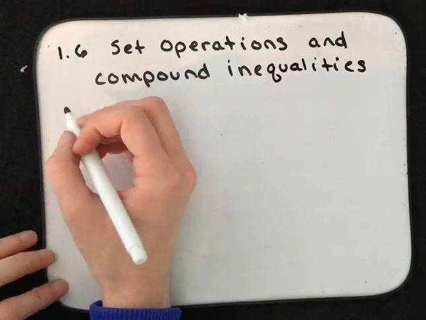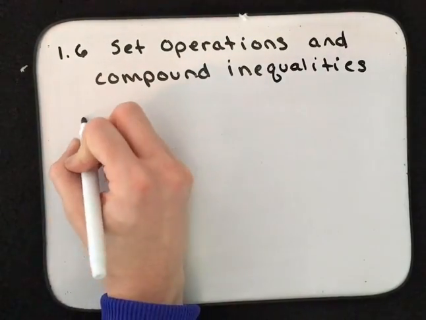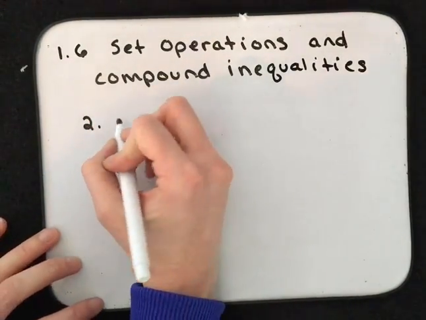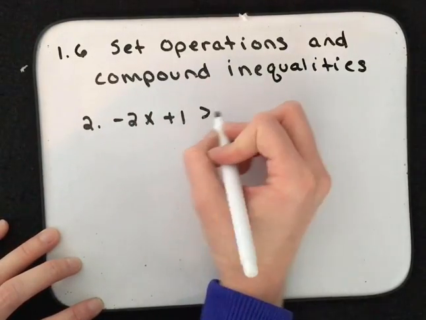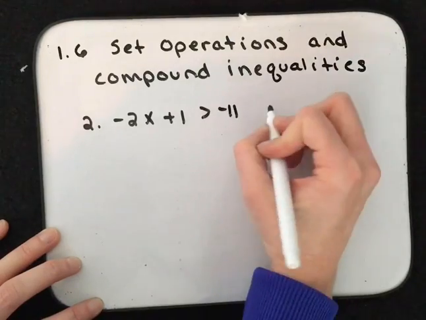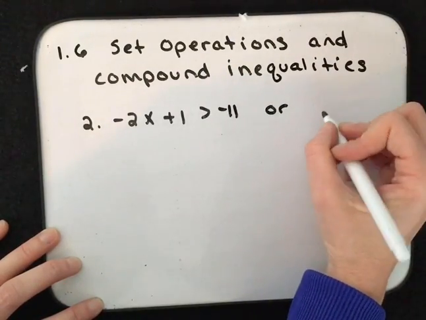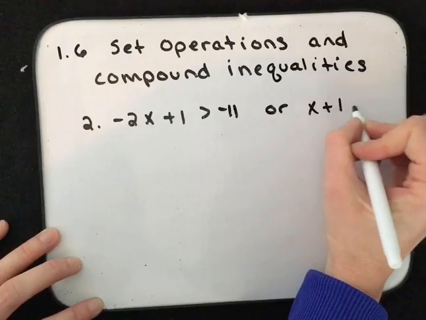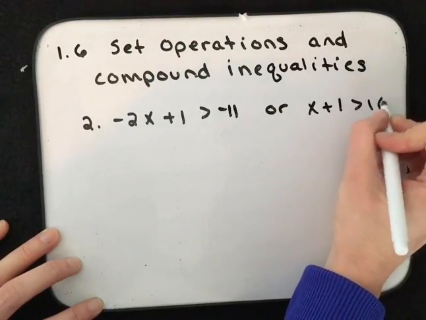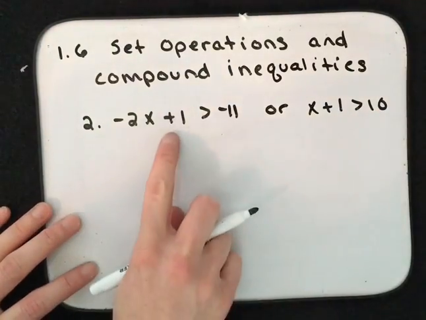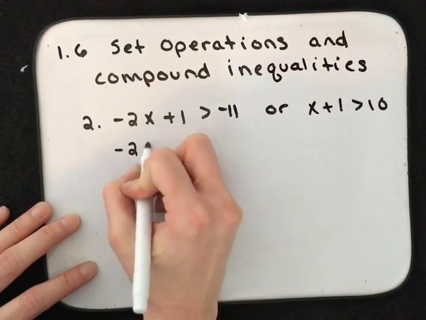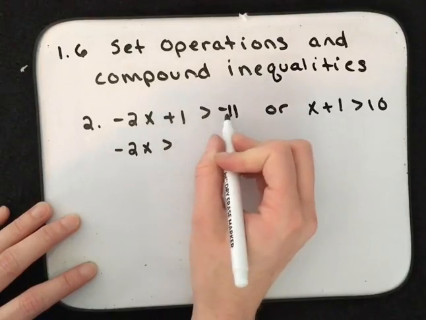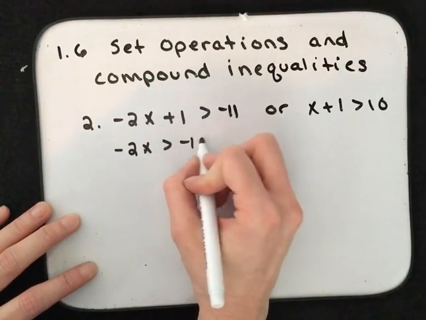Number 2. Negative 2x plus 1 is greater than negative 11, or x plus 1 is greater than 10. So let's solve them one at a time. For this one, we need to subtract 1 from both sides. So negative 11 minus 1 is negative 12.